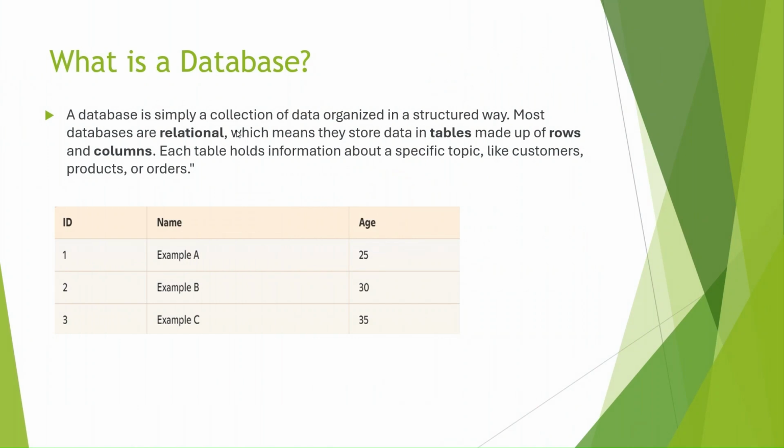So, before we dive into writing SQL, let's understand what a database is. A database is simply a collection of data organized in a structured way. Most databases are relational, which means they store data in tables made up of rows and columns. Each table holds information about specific topics like customers, products, or orders. For example, if you have a table called employees, each row in that table would represent a different employee, and each column might contain details like the name, position, salary, etc. Here is an example of a table given below.